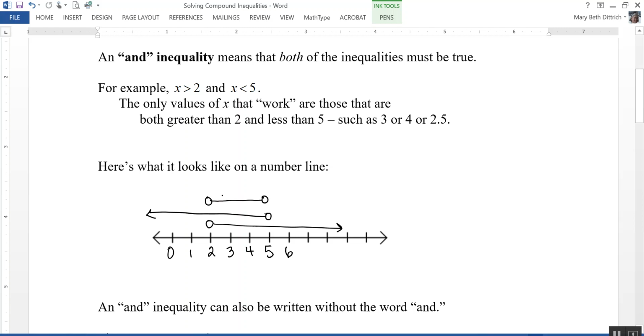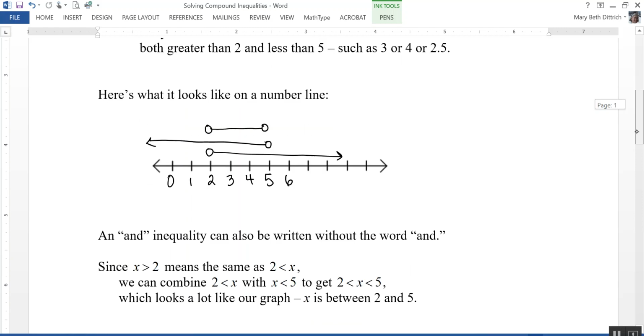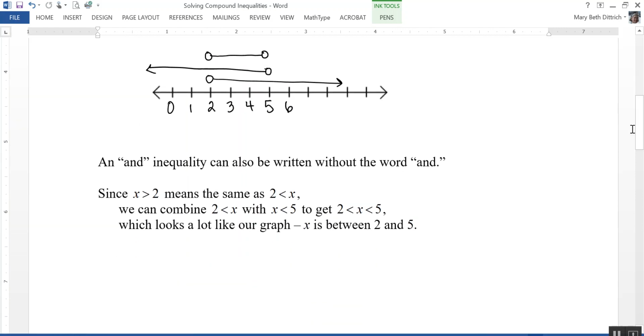An and inequality can also be written without the word and. Since x is greater than 2 means the same as 2 is less than x, notice that my inequality symbol, the larger part, it's opening up to the x and pointing at the 2. Same thing over here. So x is greater than 2 means the same as 2 is less than x. So if I take 2 is less than x and put it right next to x is less than 5, I get this expression right here. 2 is less than x, which is less than 5.